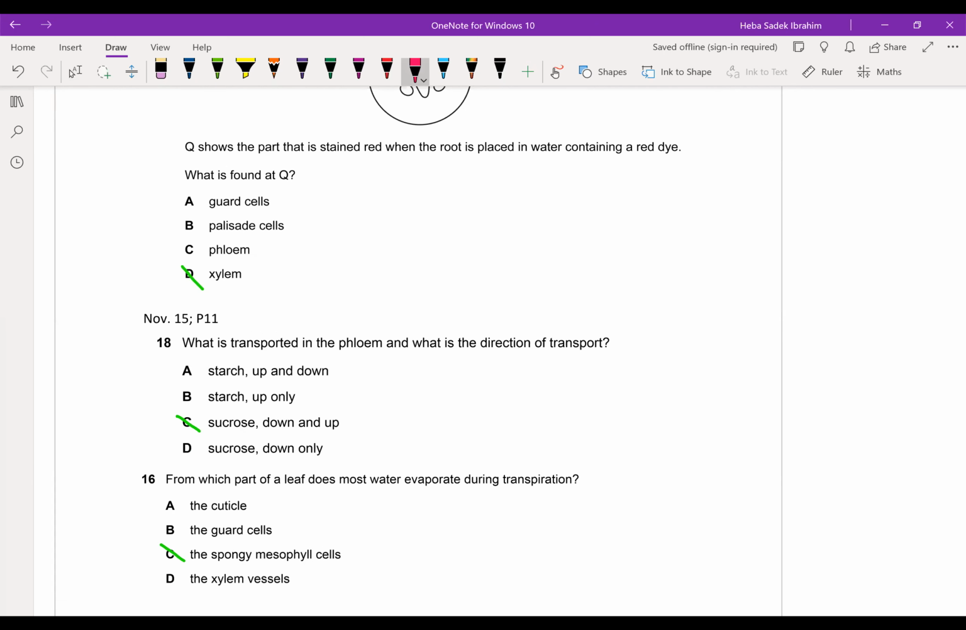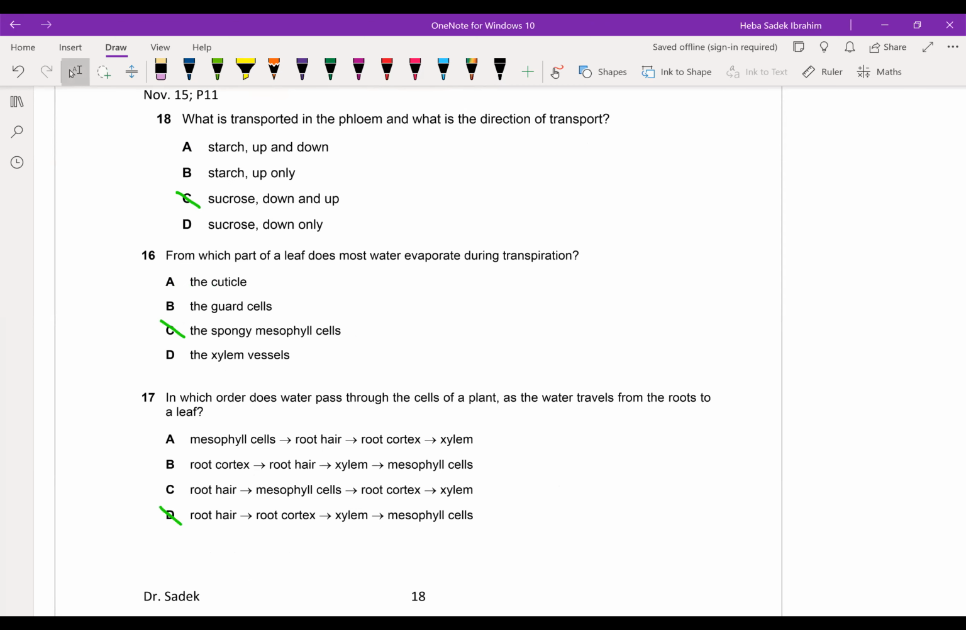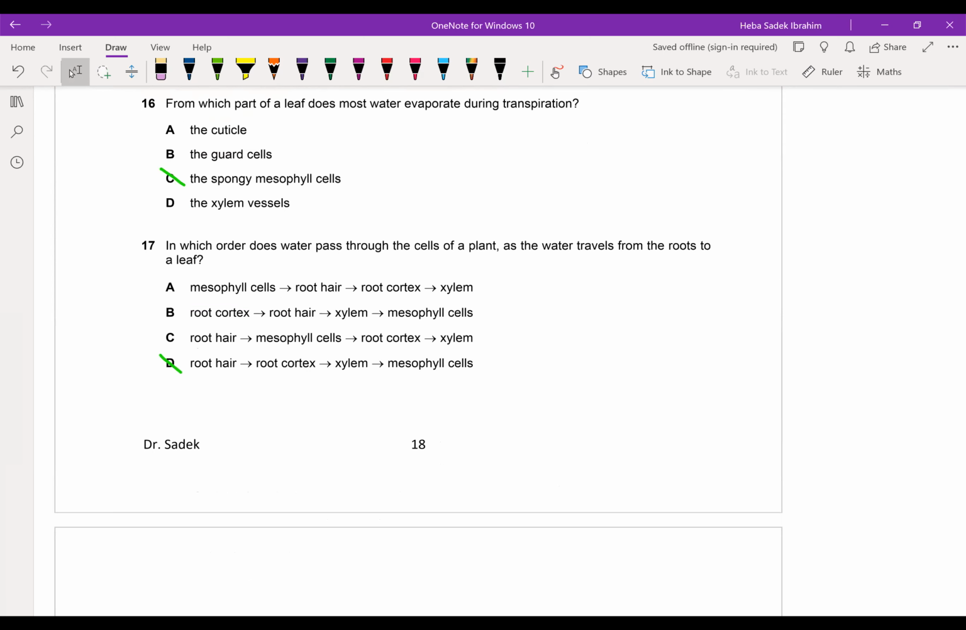From which part of a leaf does most water evaporate during transpiration? It evaporates from the spongy mesophyll cells. In which order does the water pass? بص هنا بقى another configuration للسيريز. قال لك اهو root hair, root cortex, xylem وبعدين mesophyll. مفيش مشكلة خالص.